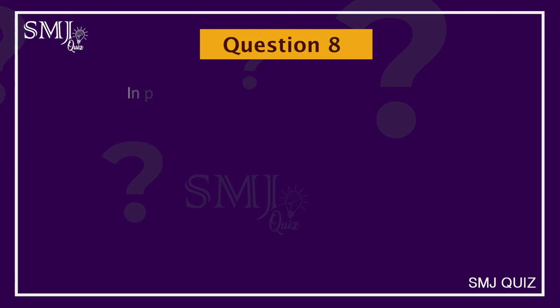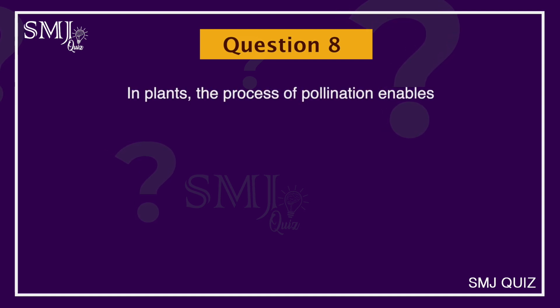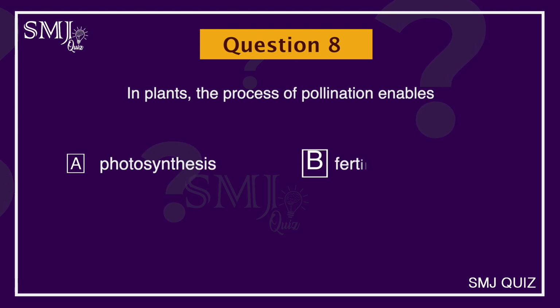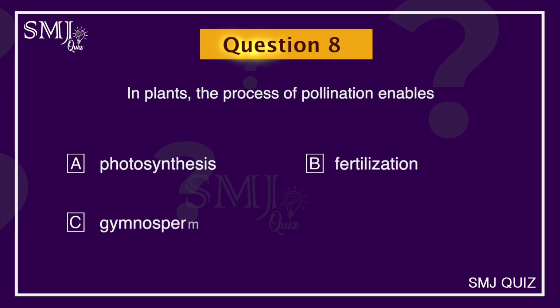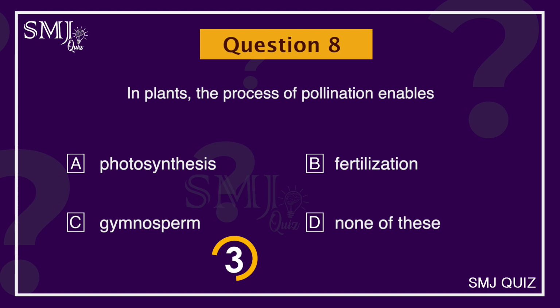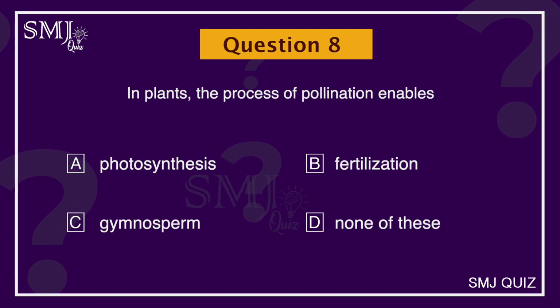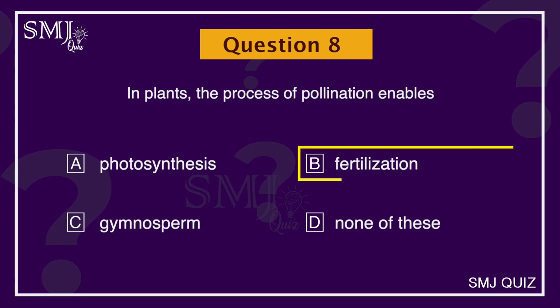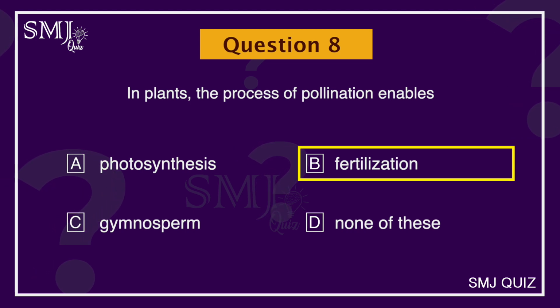Question 8. In plants, the process of pollination enables A. Photosynthesis, B. Fertilization, C. Gymnosperm, D. None of these. The answer is B. Fertilization.